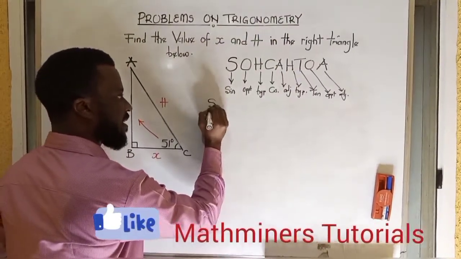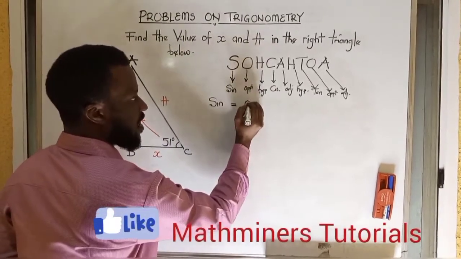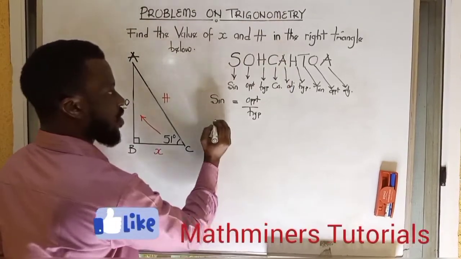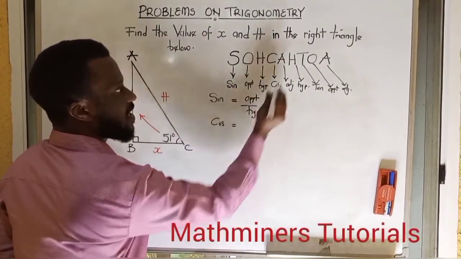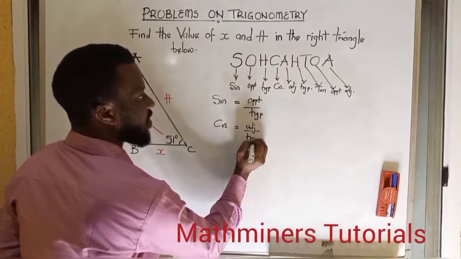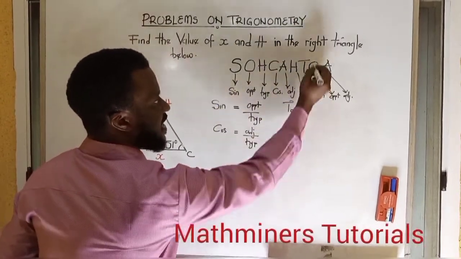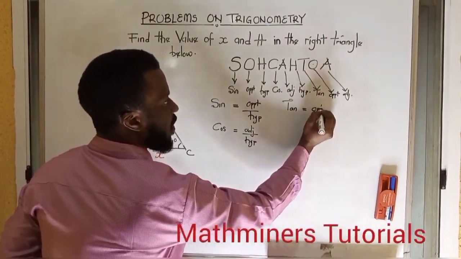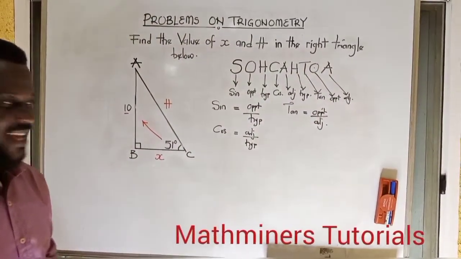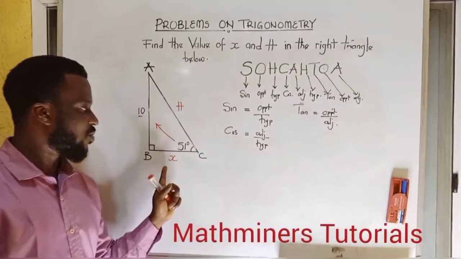We have the sine, which is a trig function, equal to opposite over hypotenuse. We have our cosine as adjacent over hypotenuse. And finally the third one, which is tangent. Tangent is opposite over adjacent. Okay, so let's first of all find side BC, which is x.